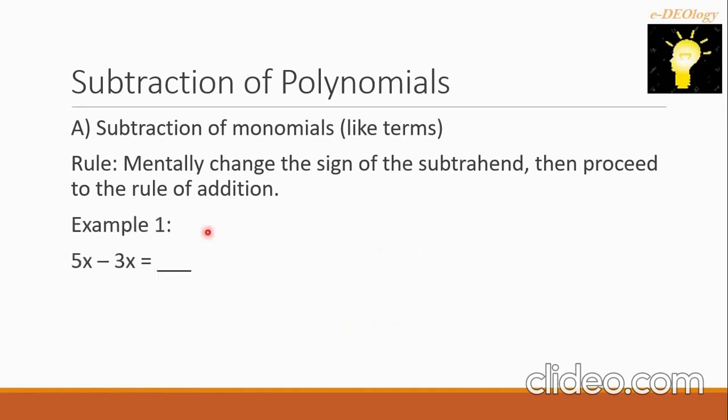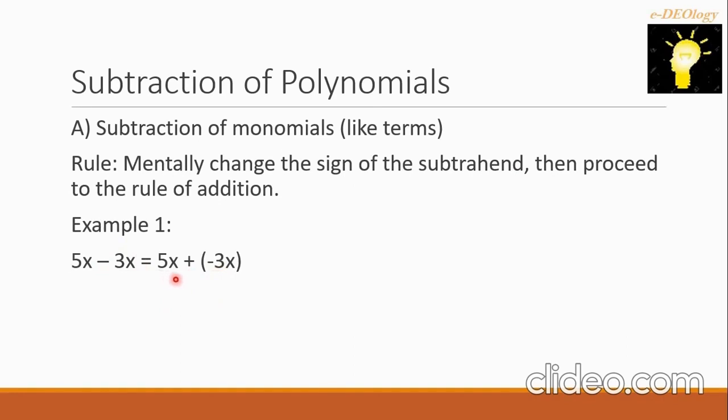So let's have example 1, 5x minus 3x. For the 5x, that is the minuend, we simply copy that here. Look at the 3x here, this is our subtrahend, so the 3x becomes negative 3x, and the minus sign becomes plus. And then we will apply the rule of addition.